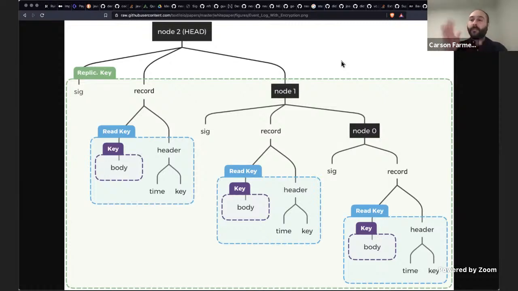So there we can talk about why single writer logs are useful for other things as well, but that's a good high level overview of that.